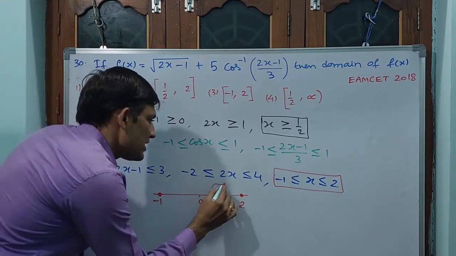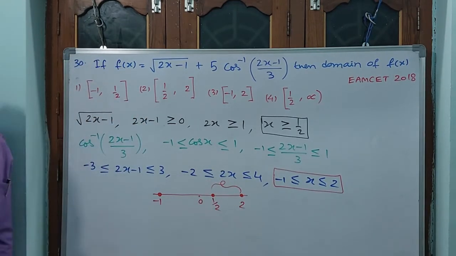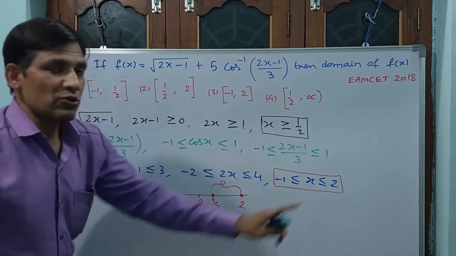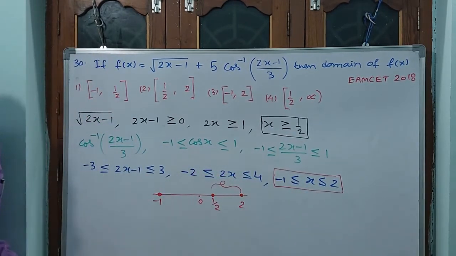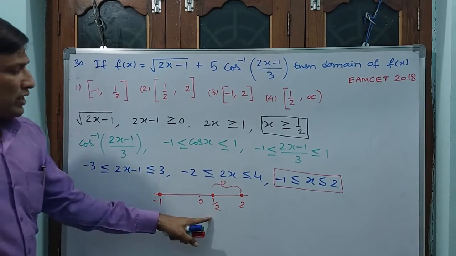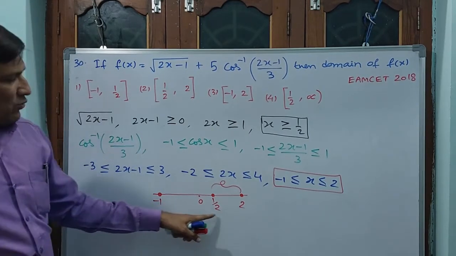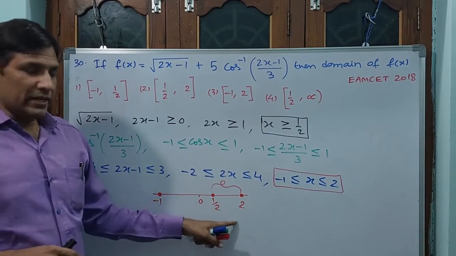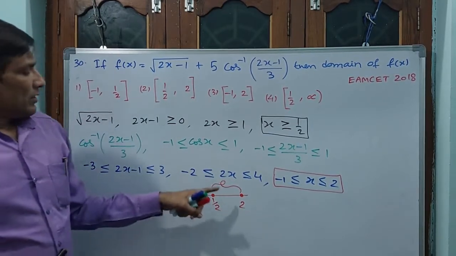You should take only 1 by 2 to 2. That means only you have to take 1 by 2 and 2. Minus 1 you should not take. Like this you have to analyze it. After analysis only you have to consider the limit for this. If you take 1 by 2 to 2, even equal to also you can take, both you can take. See what will happen.